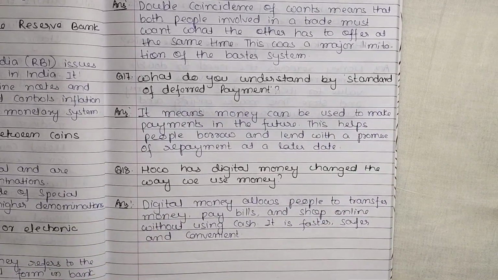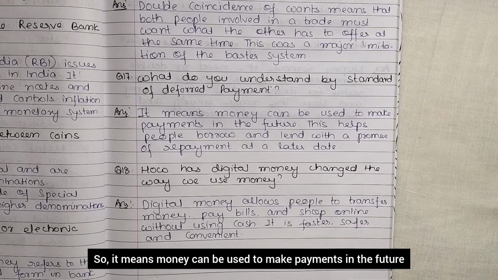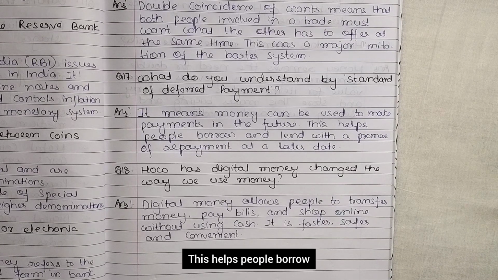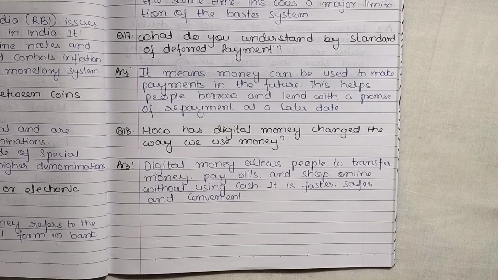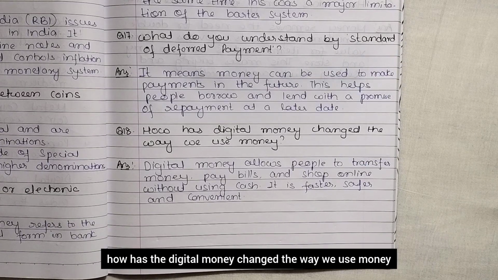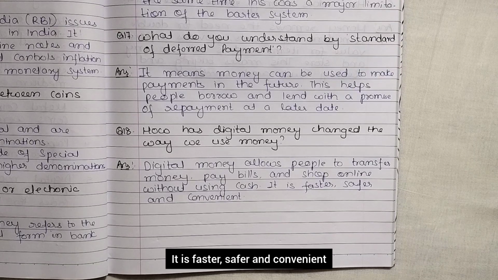Next, what do you understand by standard or deferred payment? So it means money can be used to make payments in the future. This helps people borrow and lend with a promise of repayment at a later date. Next, how has the digital money changed the way we use money? So digital money allows people to transfer money, pay bills and shop online without using cash. It is faster, safer and convenient, right?